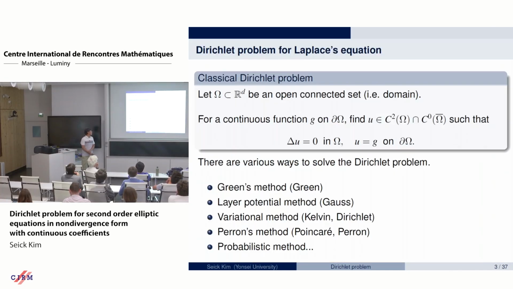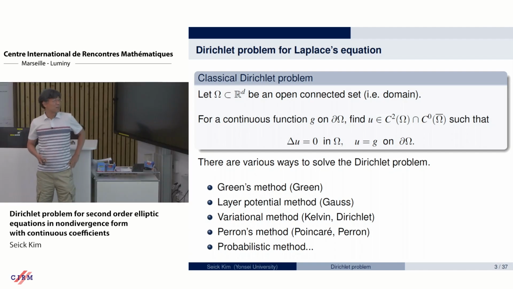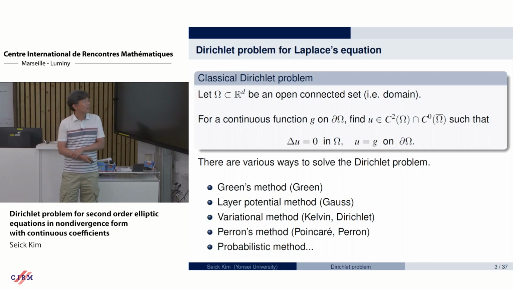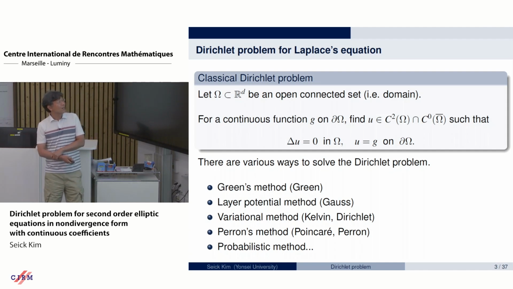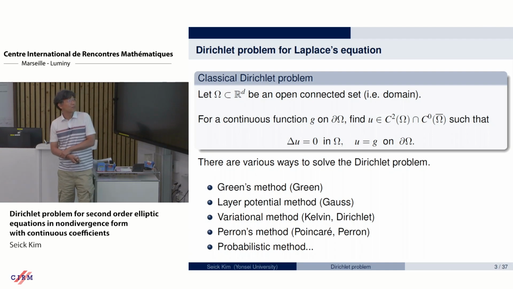Before I talk about my result, I want to go back to a very classical problem. Wolfgang Arendt was talking about the same topic, but it wouldn't be so bad to go over this kind of material again. So what is the classical Dirichlet problem? You want to solve the Laplace equation with this boundary data.